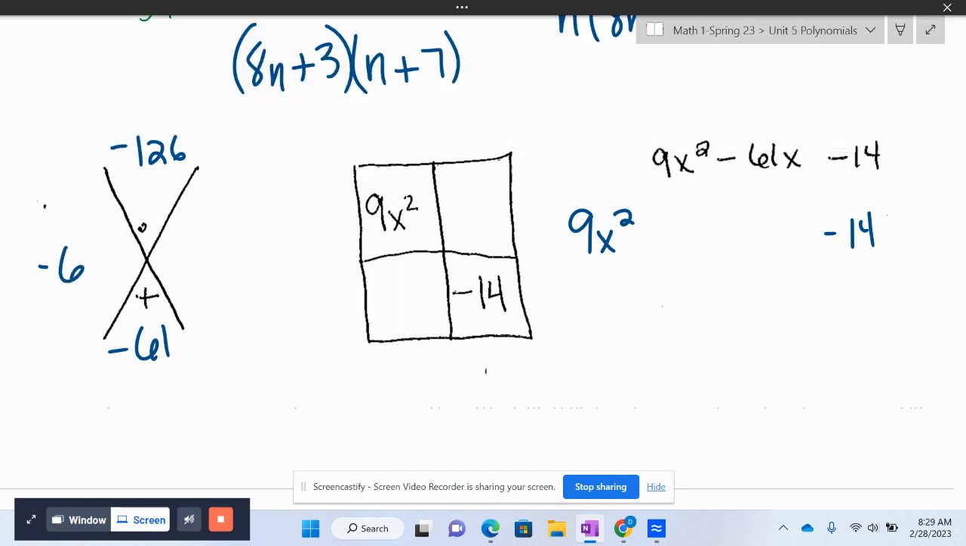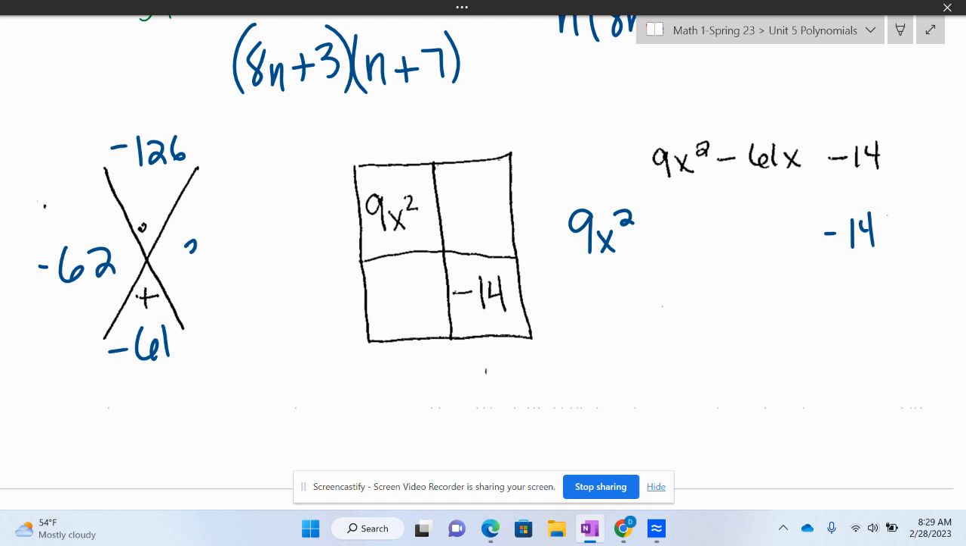So it's going to be a negative 62 and a positive 2. Negative 63 and a positive 2. Negative 63x, positive 2x. Walter, lo siento. Negative 61. Negative 63, positive 2. Oh, no pens. Okay. So 9x squared minus 63x plus 2x minus 4.